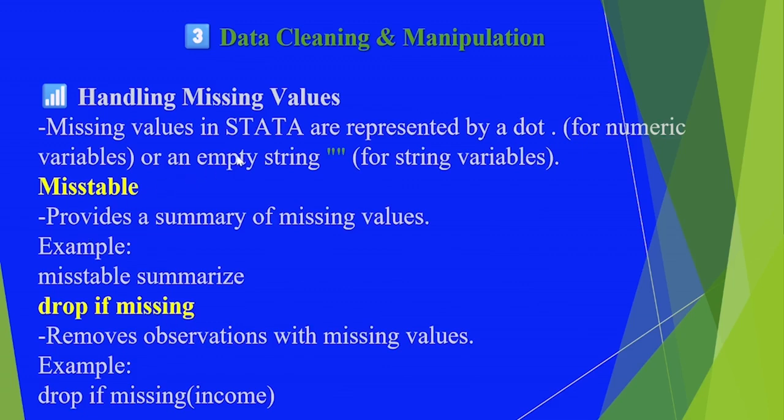Missing values in STATA are simply represented by a dot if they represent numeric variables, or an empty string for string variables. And we have misstable. By running this misstable, we'll get a summary of missing values. For example, we can say misstable summarize, which means we need a summary of the missing variables across the observations. And the drop if missing command in STATA will remove observations with missing values. For example, drop if missing, if we are interested in the income column.